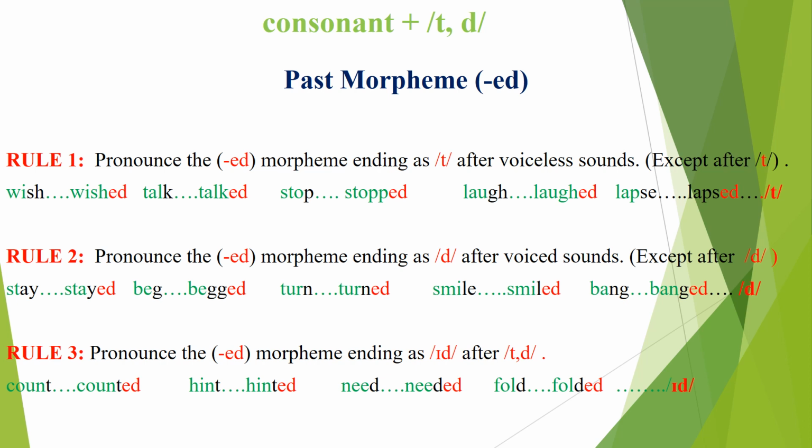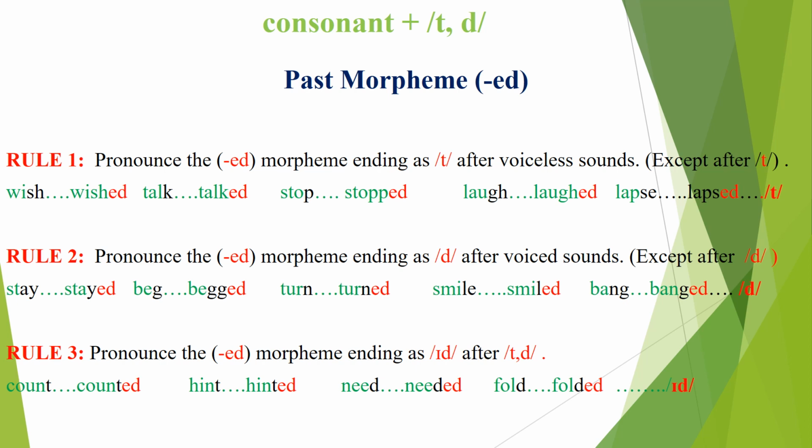The second rule, pronounce the ED morpheme ending as d after voiced sounds, except after d. For example, stay, which ends with a voiced sound, becomes stayed. Beg, which ends with a voiced sound, becomes begged. Turn, turned. Smile, smiled. Bang, banged.